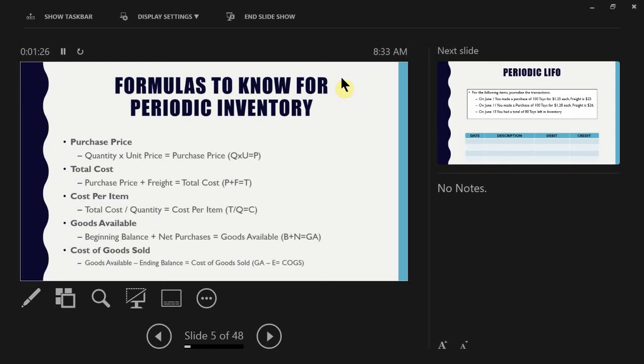You're still going to have to determine your purchase price. You're still going to have to determine your total cost. And the most important is because we have to keep our batches separate, it's very important that we do recognize the cost per item. Goods available still the same. You still got your beginning inventory plus your net purchases. And last but not least, cost of goods sold is when you have your goods available, subtracting out your ending balance.